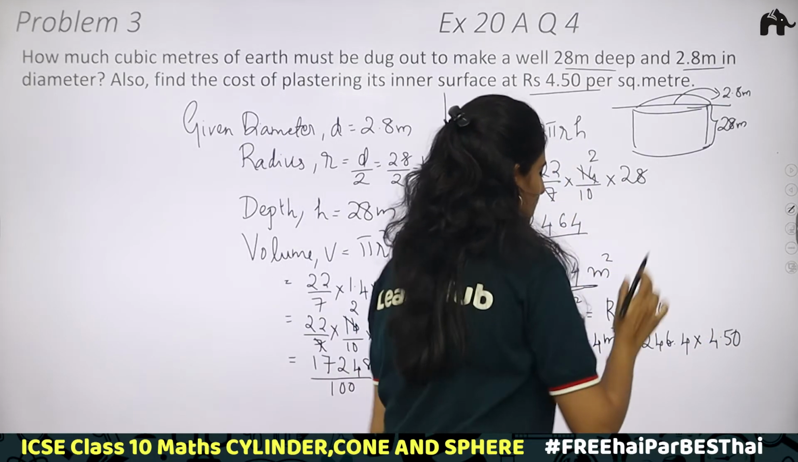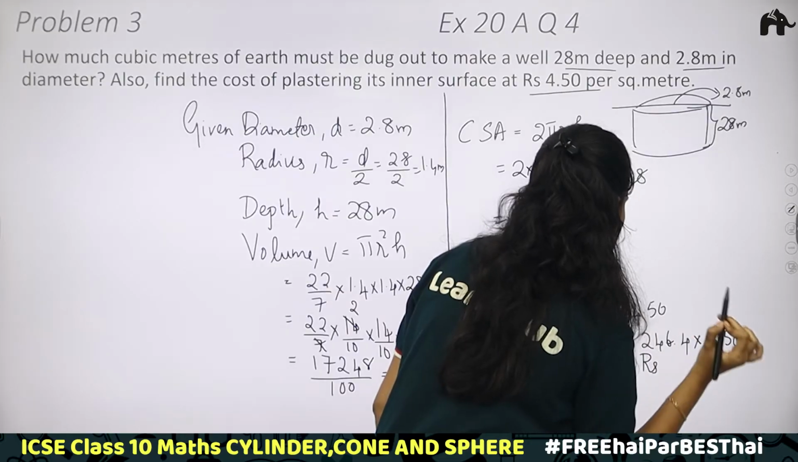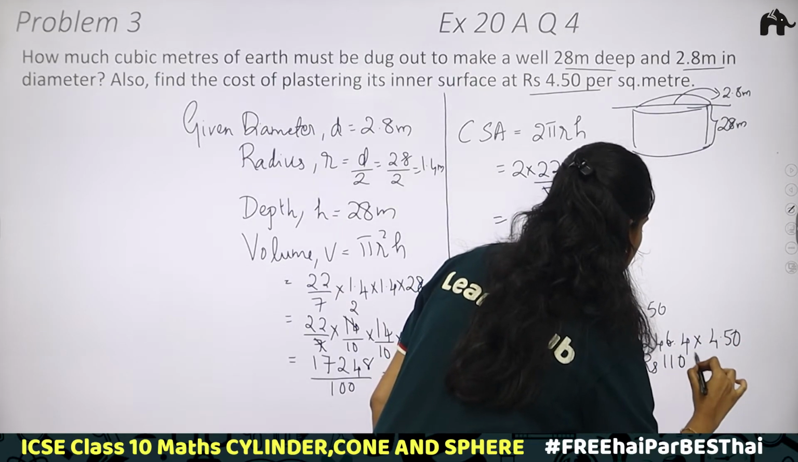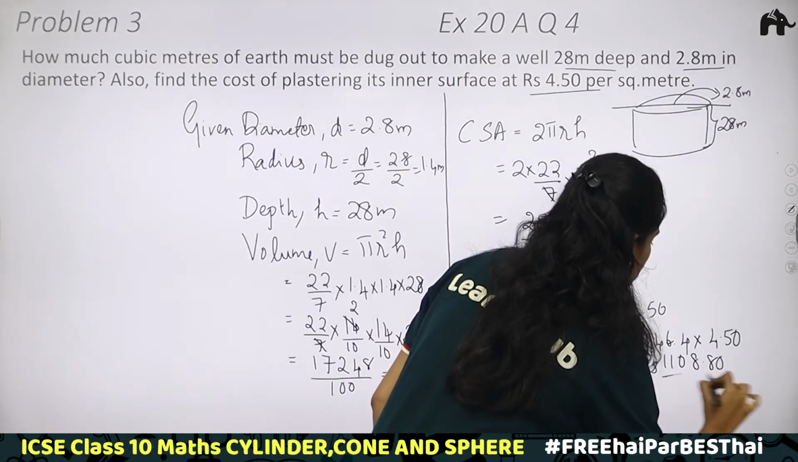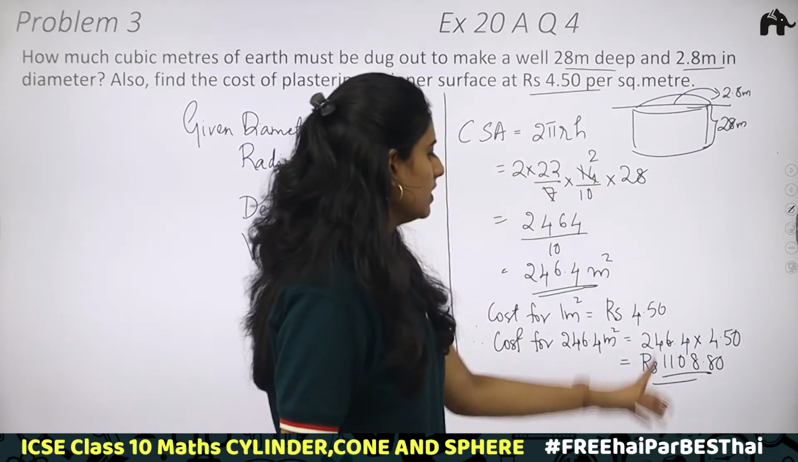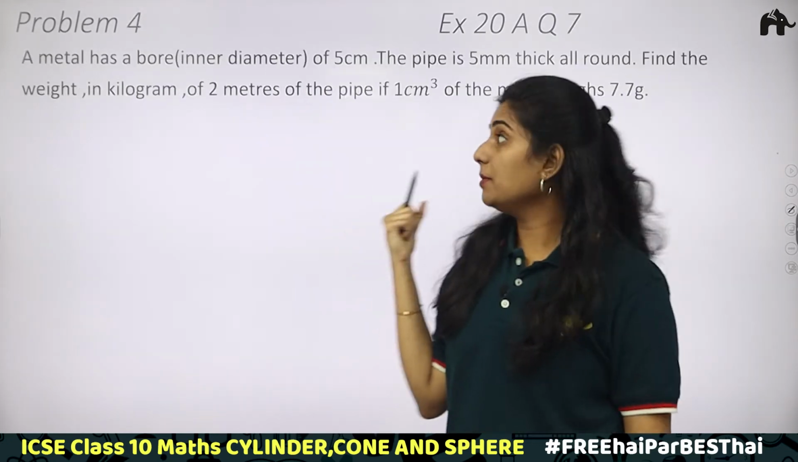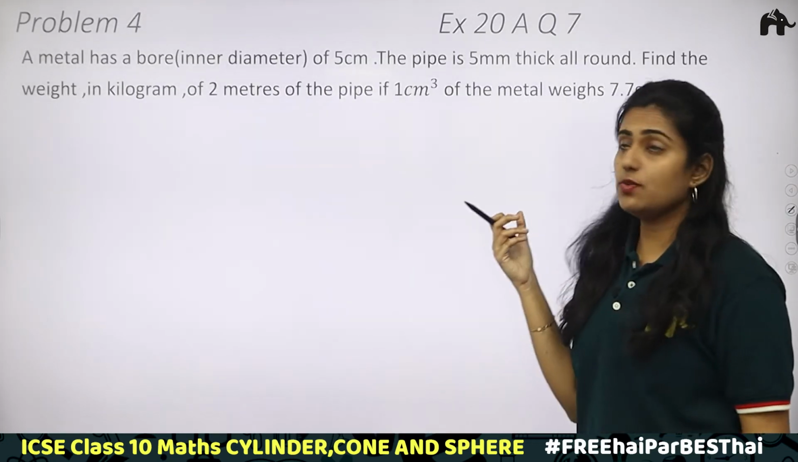Okay, when you calculate this, you will be getting rupees. So this will be your answer, 1108.8 rupees. Clear? Problem number 4, question 7 of exercise 20A.